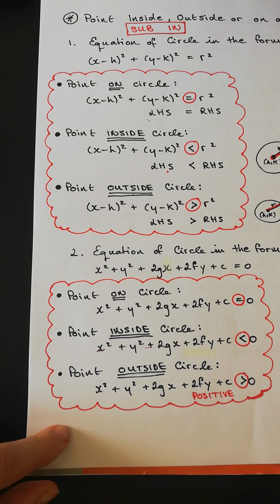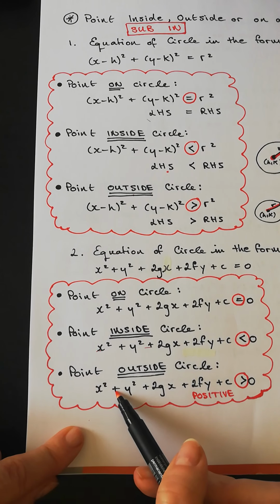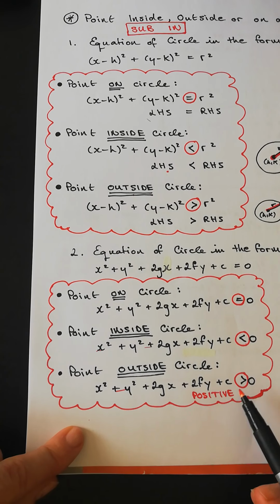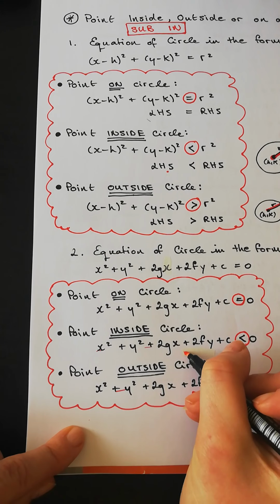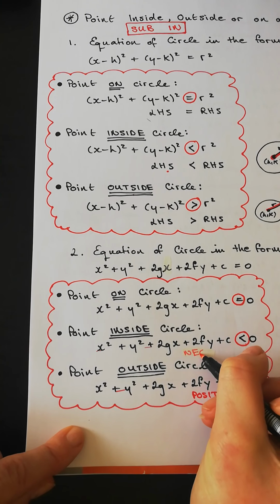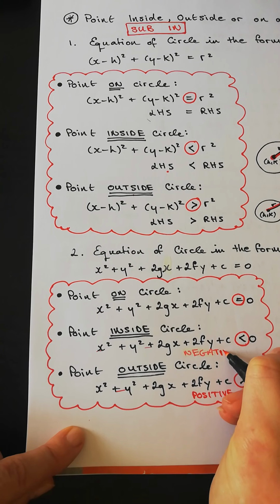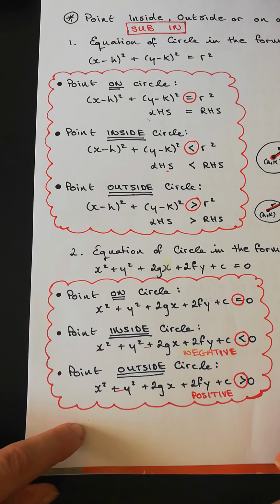Another way to say that: if it's outside the circle, when you sub the point into your equation, you'll get a positive value. If it's inside the circle, when you sub the point into your equation, you'll get a negative value. Negative numbers, not spelling, lads, yeah?